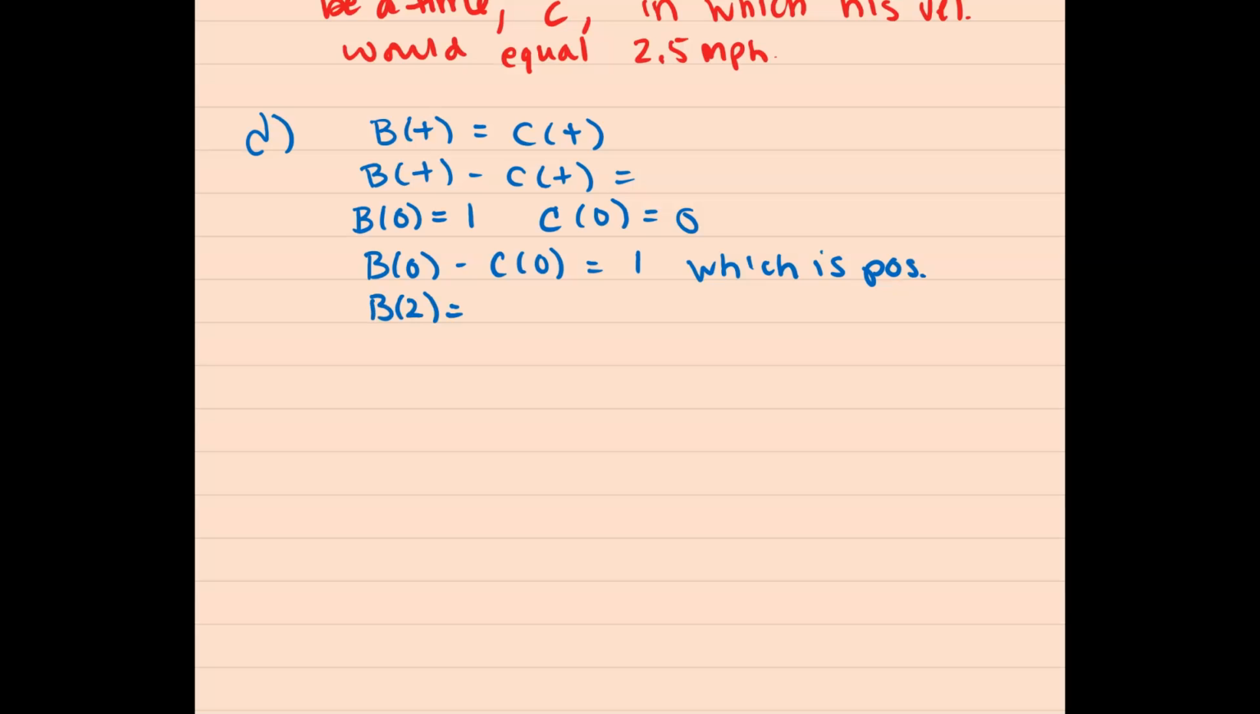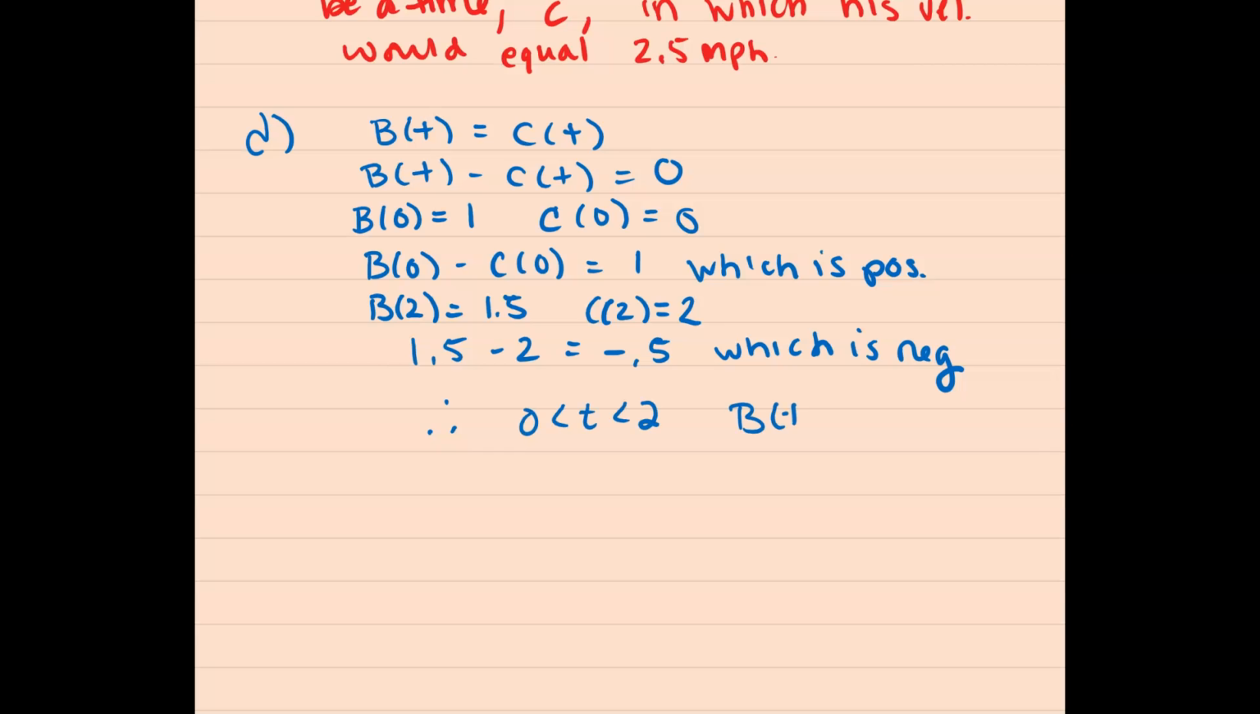And then what we're going to do is find B of 2, which is equal to 1.5, and C of 2, which would be equal to 2. So then you have 1.5 minus 2, which is negative 0.5, which is negative. So if we have a positive and we have a negative, for B of t and C of t to be equal, then essentially we would want it to be equal to 0, meaning they hit each other, right? Point of intersection. So since this is positive and that is negative, then for some time t between 0 and 2, b of t would equal c of t.